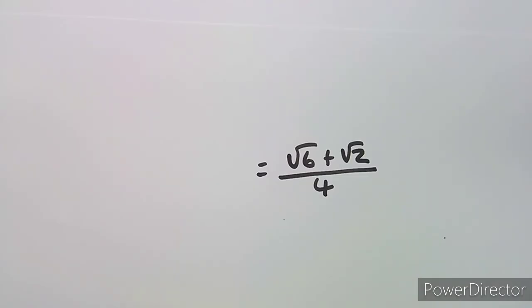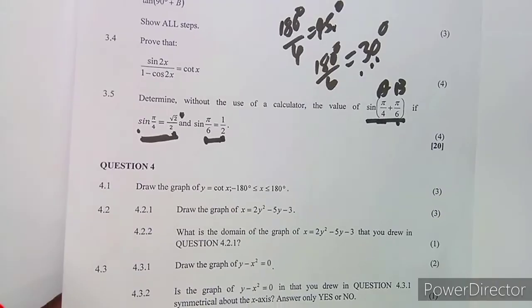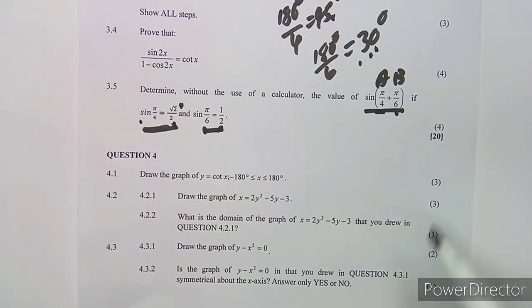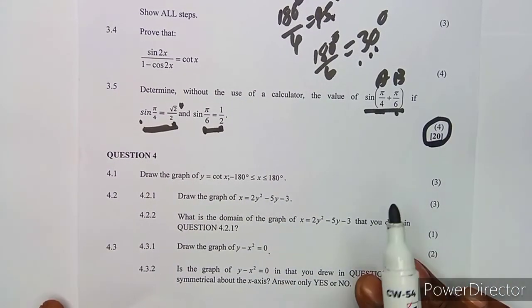So as you can see, that's how they play around us, guys. Okay, let's see another question, which is question 4. So that's what we had, guys, on question 3. That was 20 marks for that.